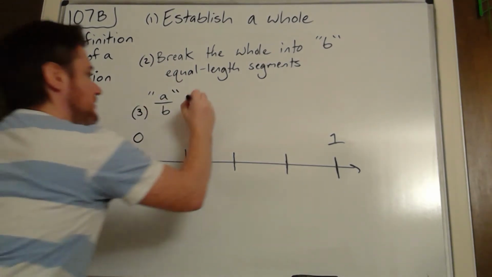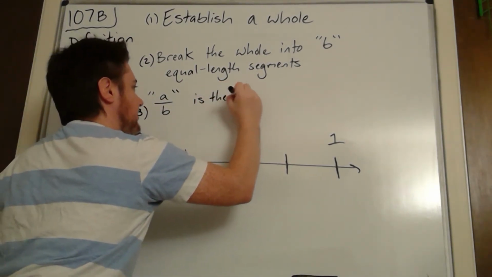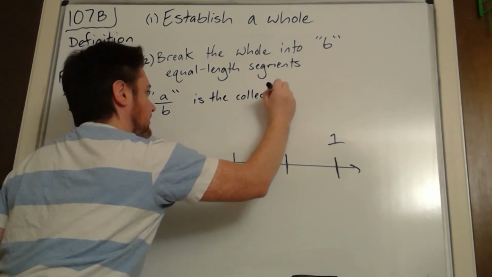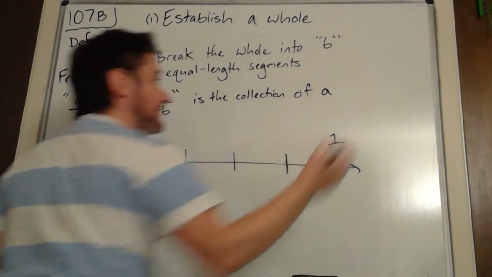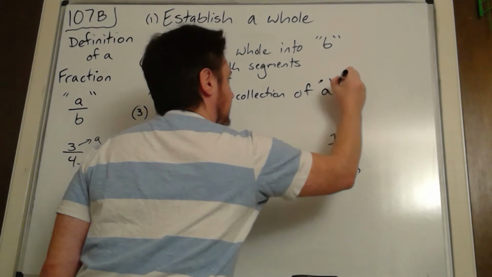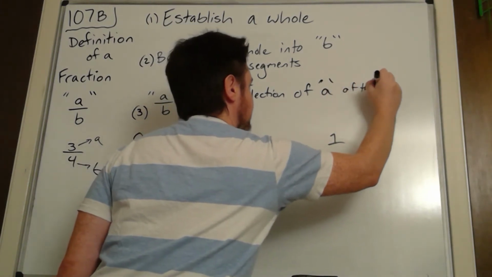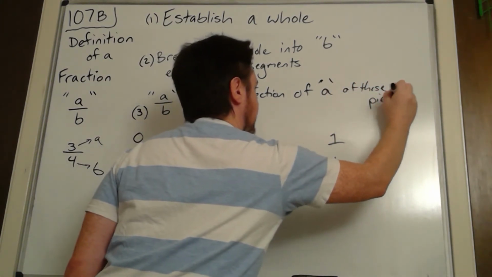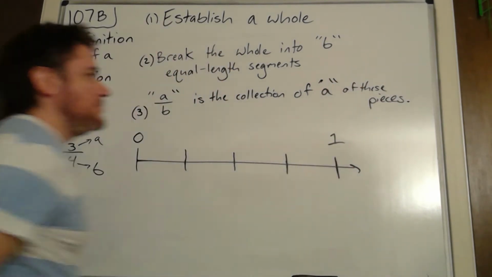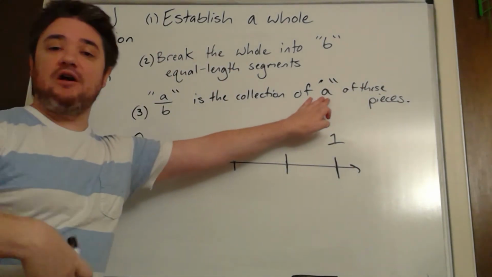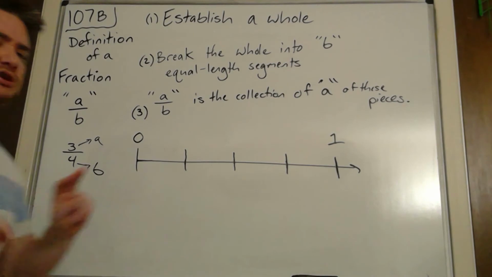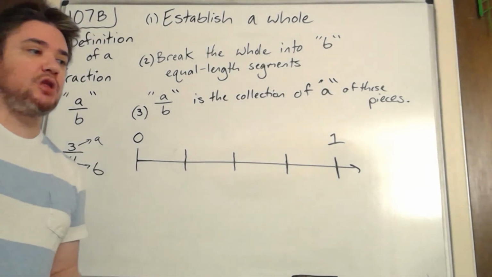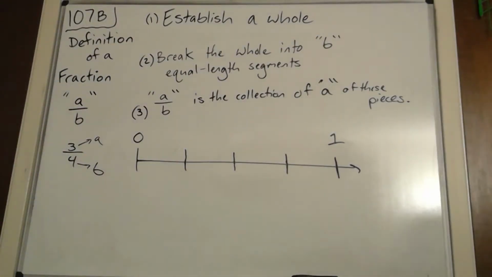A over B is the collection of A of these pieces. Alrighty. So again here, A now is the number of pieces that we're collecting. And so how are we going to show that we're collecting pieces on the number line? Typically what we'll do is just sort of shade the number line.